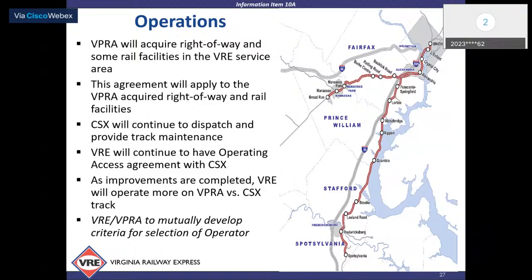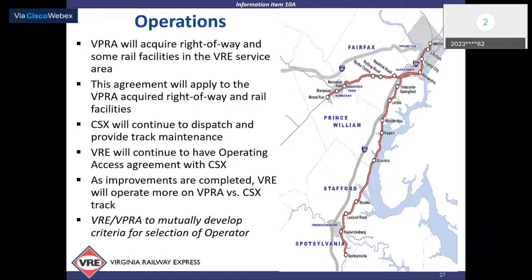The other elements, just to keep you apprised, at the point that this acquisition happens, VRE essentially needs an access agreement to operate on top of property owned by the rail authority. CSX will continue to dispatch and provide track maintenance over the top of that right of way. Okay, and there's some agreements that DRPT is working out with CSX on those components.